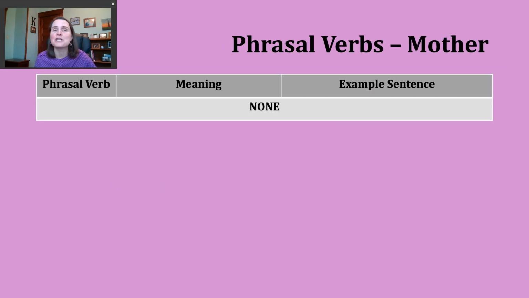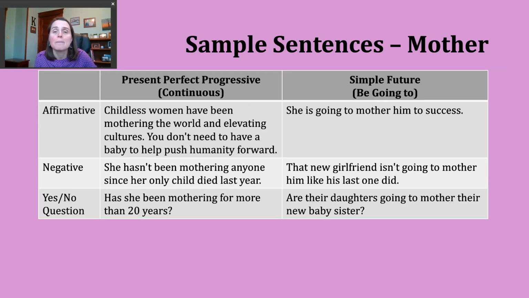Now, you might be relieved to know there are no phrasal verbs for us to study or discuss today. So we'll move on and do a little verb tense practice as we look at some examples. Today, I thought it would be good to review the present perfect progressive and the simple future. Let's start with the present perfect progressive.